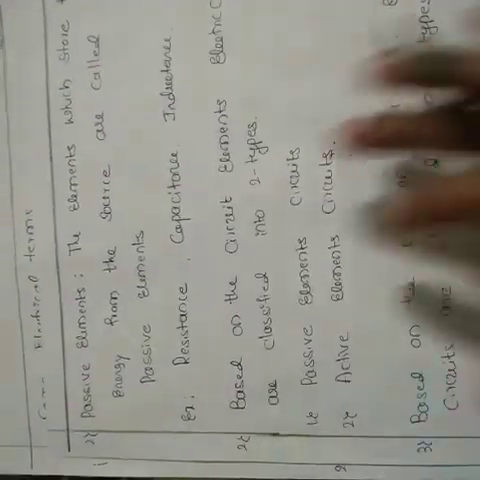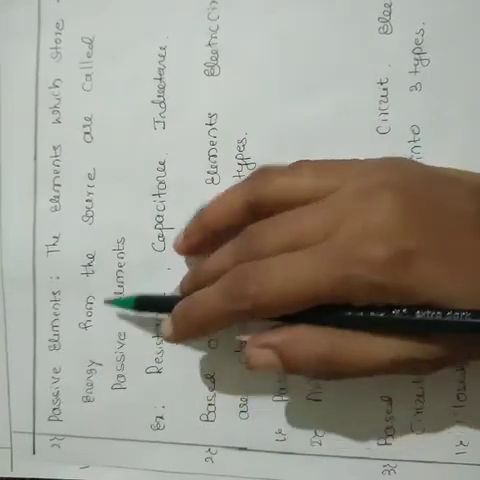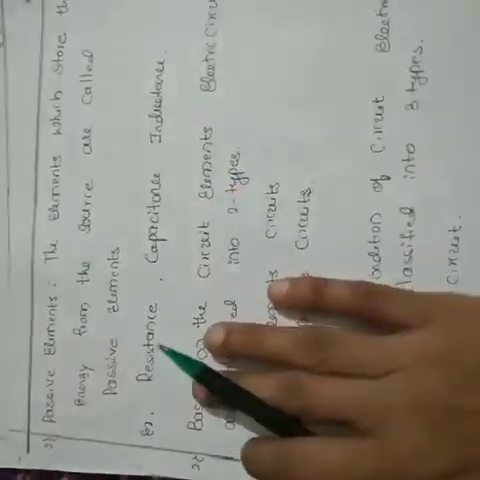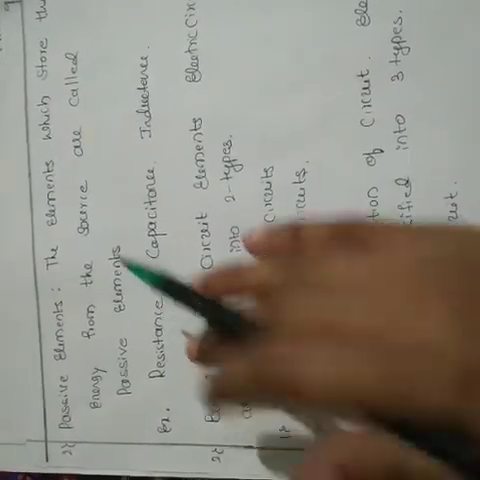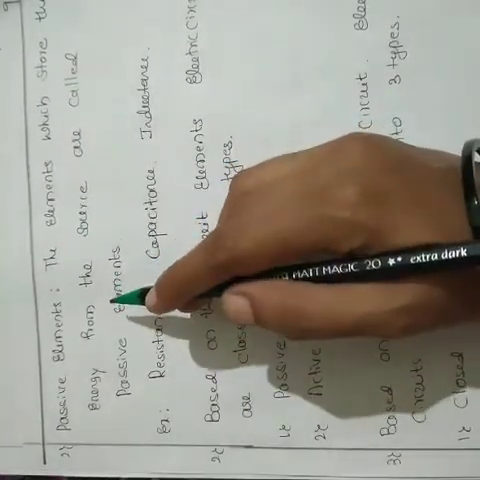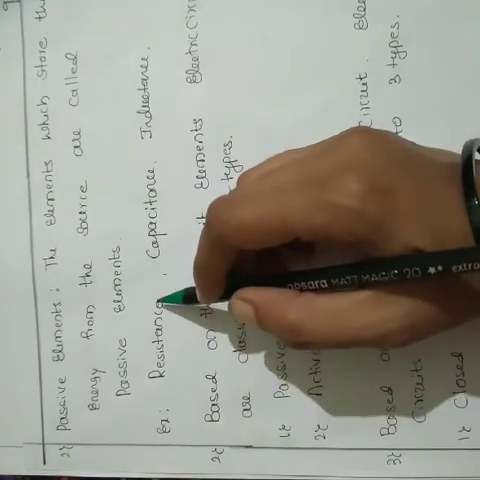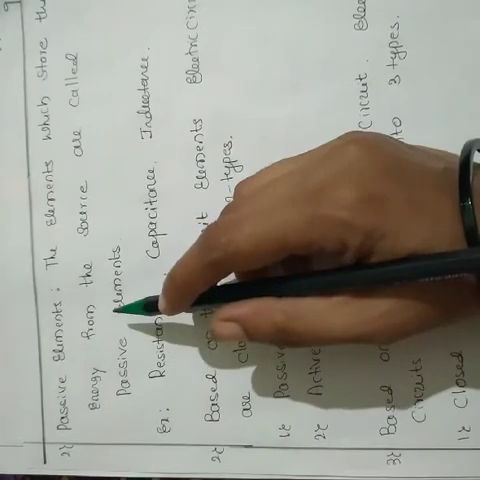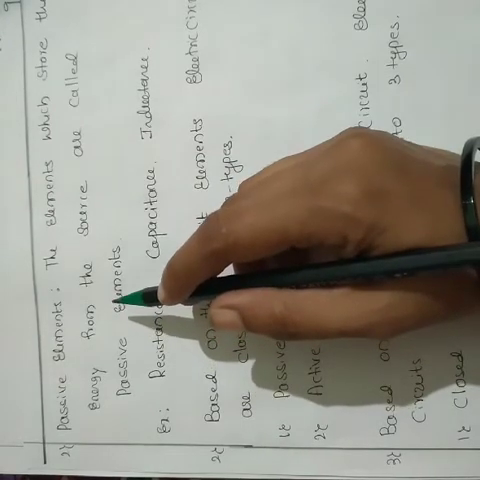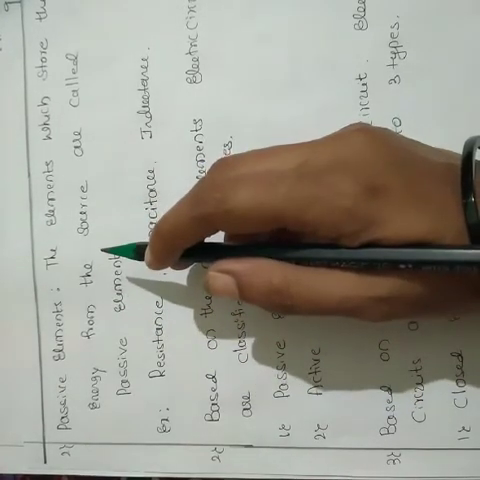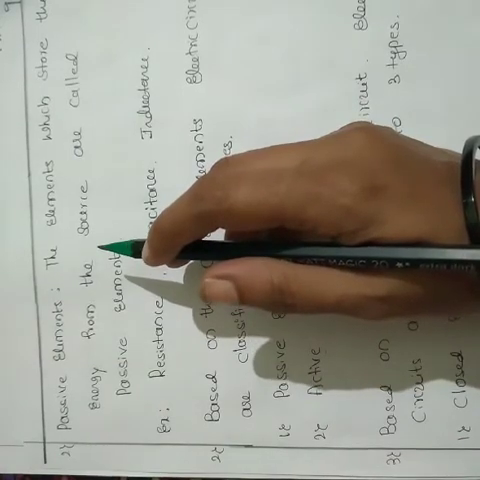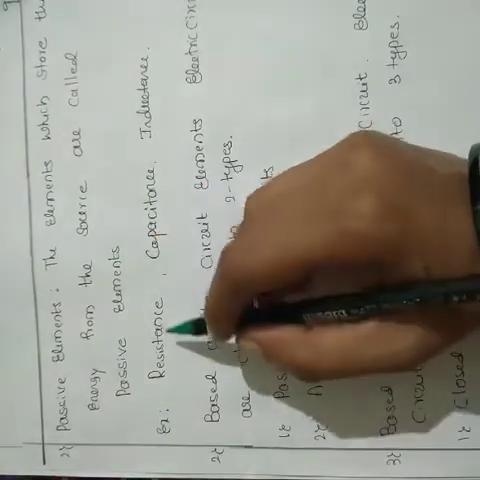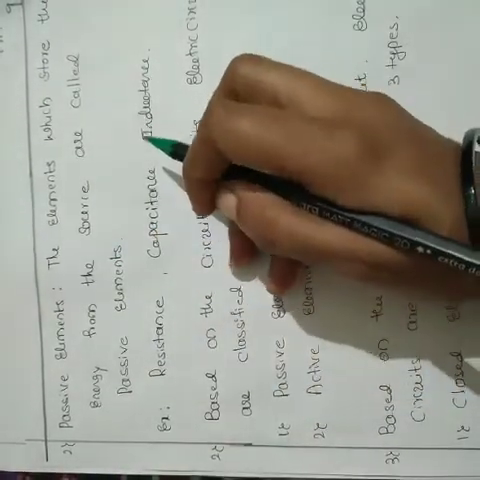Then passive elements. The elements which store the energy from the source are called passive elements. They can store the energy from the source for some time. For example, resistance, capacitance and inductance. But active elements supply the energy from the source, from the electricity, whereas a passive element can store the energy for some time.